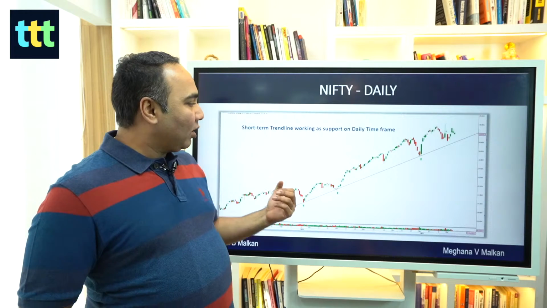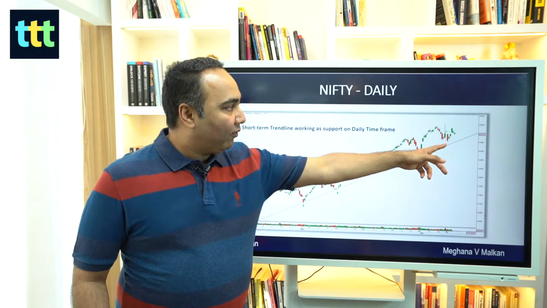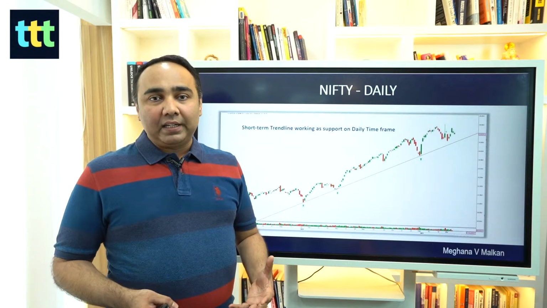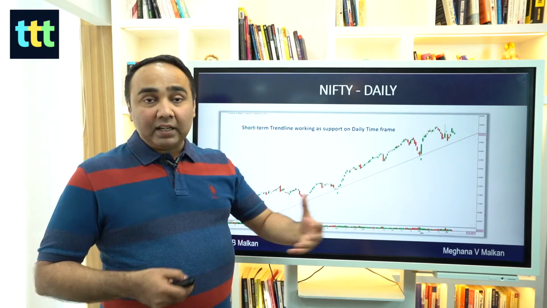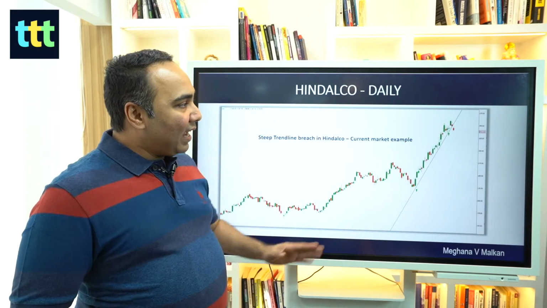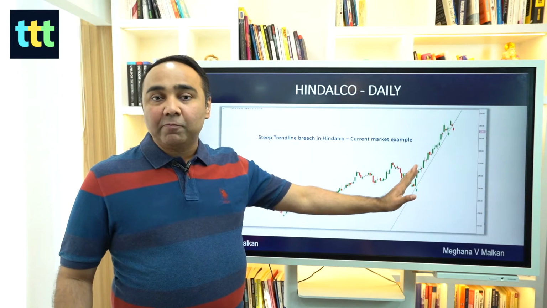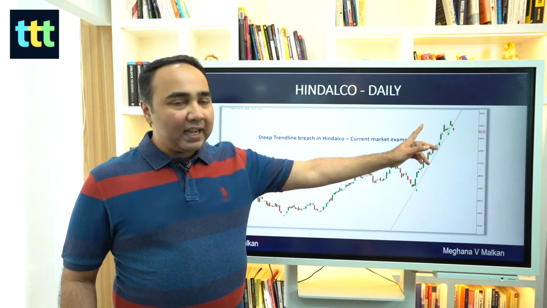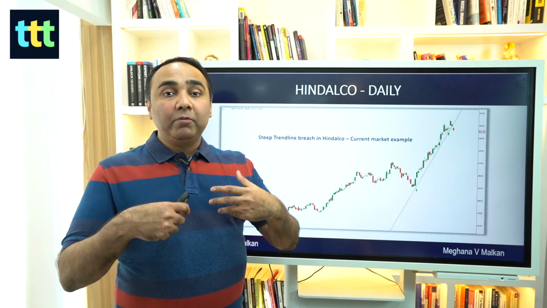Now look at this one, a short-term trend line, 1, 2, 3, 4, 5, and once it breaks, that would be the end of this particular trend in the market for the next few weeks, right? Then we have a sharp trend line. You can see that that's perpendicular, almost like 75, 80 degrees. Now once such a trend line breaks, what do you do? You book profits.